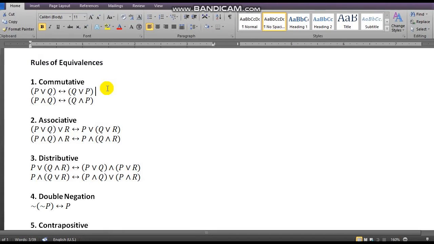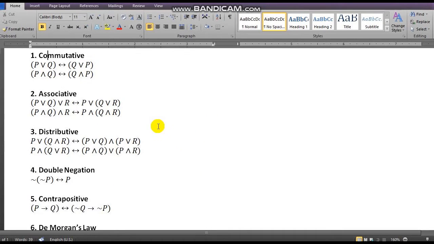When we talk about the rules of equivalence, these are statements which indicate that this statement is equivalent to the other one. Meaning, a statement can be rewritten into another statement following this particular set of rules. So let's see what kind of rules we have whenever we rewrite a statement.